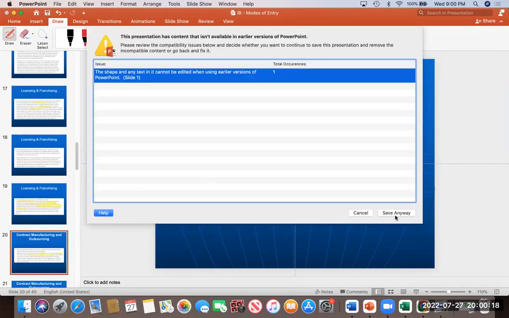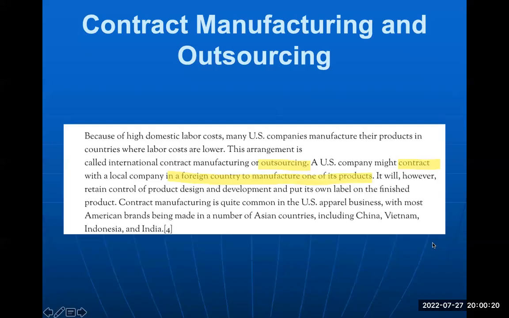Can anybody think of an example of this? Can you think of an example? I'm going to go for an example.